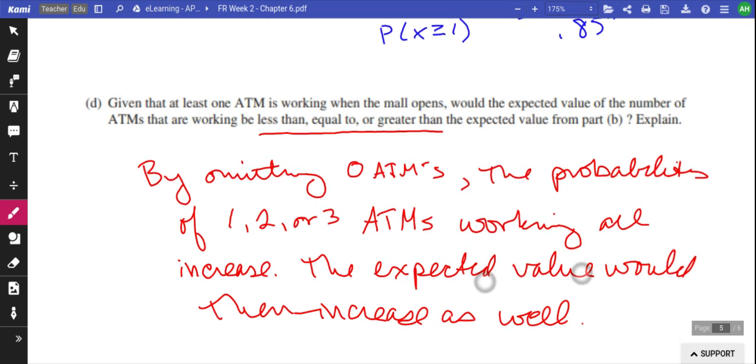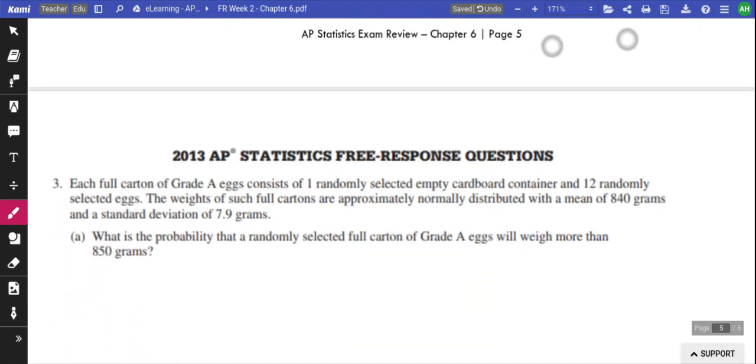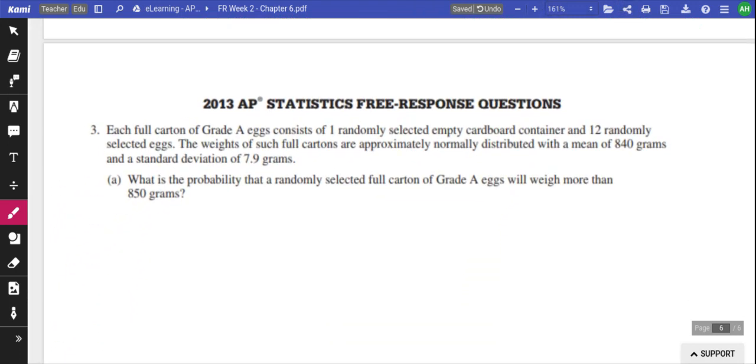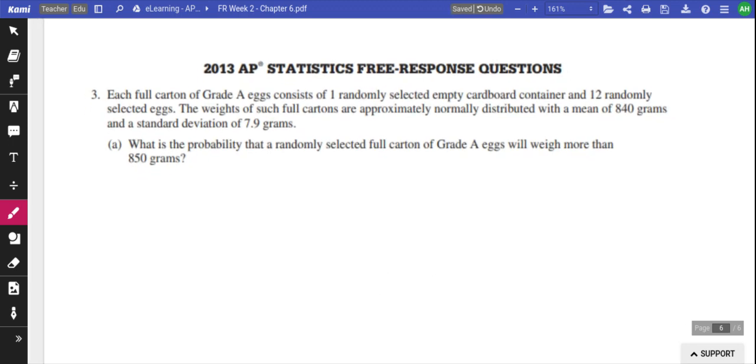So let's take a look at 2013. Ooh, eggs. Yay. So a full carton of grade A eggs, randomly selected. What is the probability that all randomly selected full carton grade eggs will weigh more than 850 grams? Okay, this is just basically z-score.